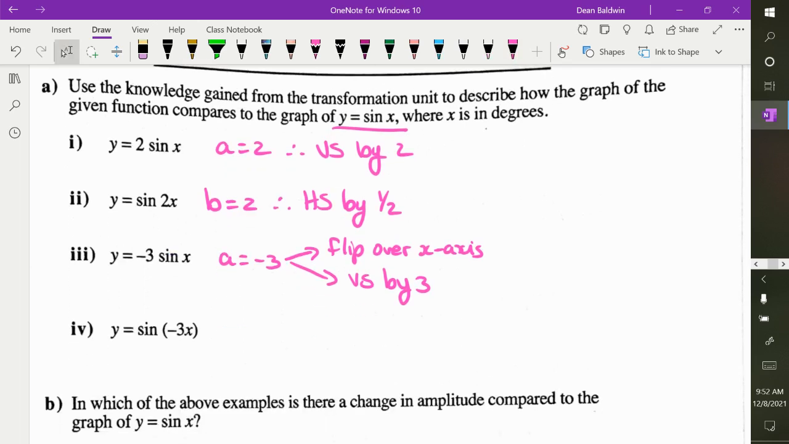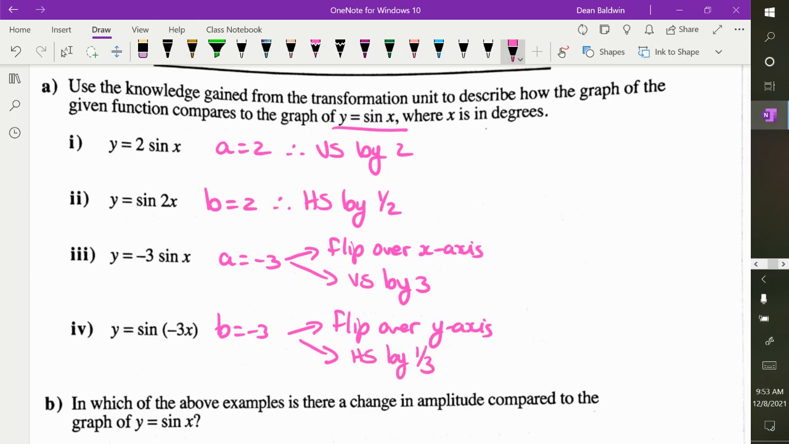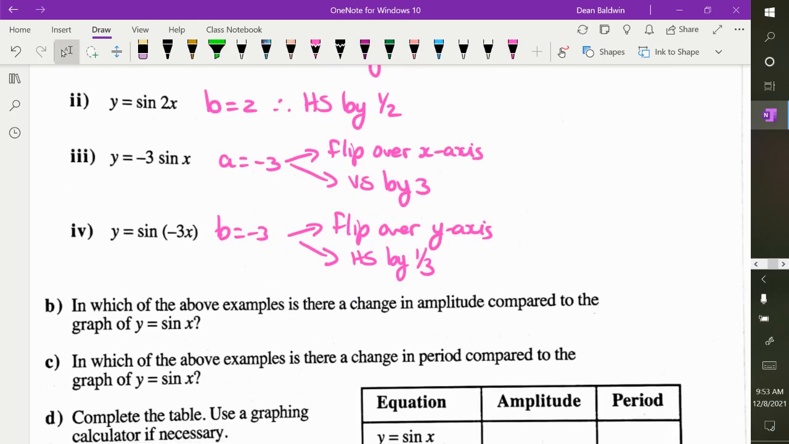Sine of -3x. a or b? b is -3. All right. What does the negative do? Flip over the y-axis. And the 3 does a vertical, sorry, not vertical. Does a horizontal stretch by 1/3. That is a compression, yeah. All right. Are we okay with that?